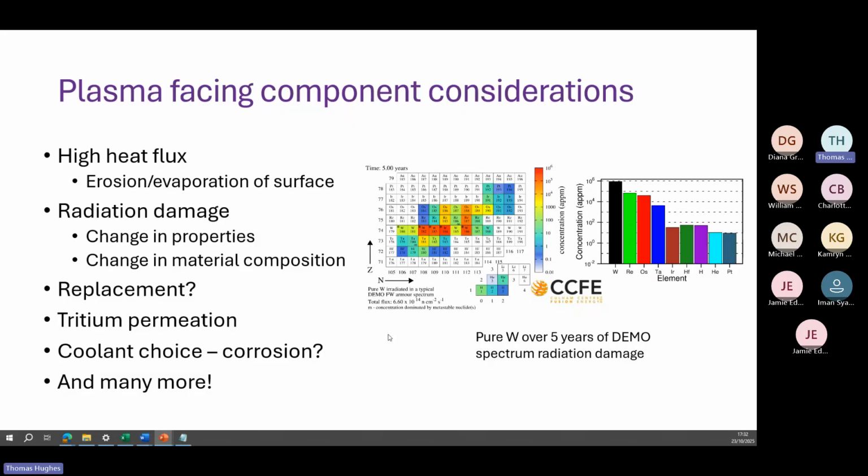And then obviously we've got all the standard stuff like corrosion and all that lot, which is why coolant choice is very important, and why they generally will pick helium, or will generally just accept that some corrosion might happen with water because we understand it very well.